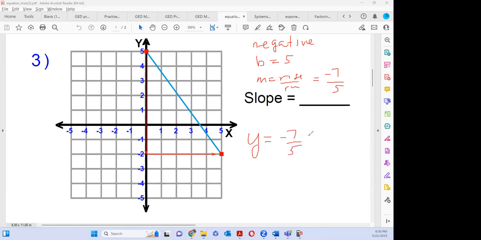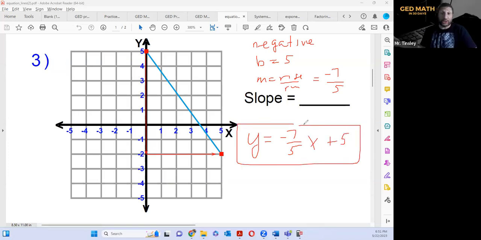Oh, wait a minute, we forgot the x. y equals -7/5 x plus 5. Cannot forget that x. That's the equation of that line. Got to be able to do that.